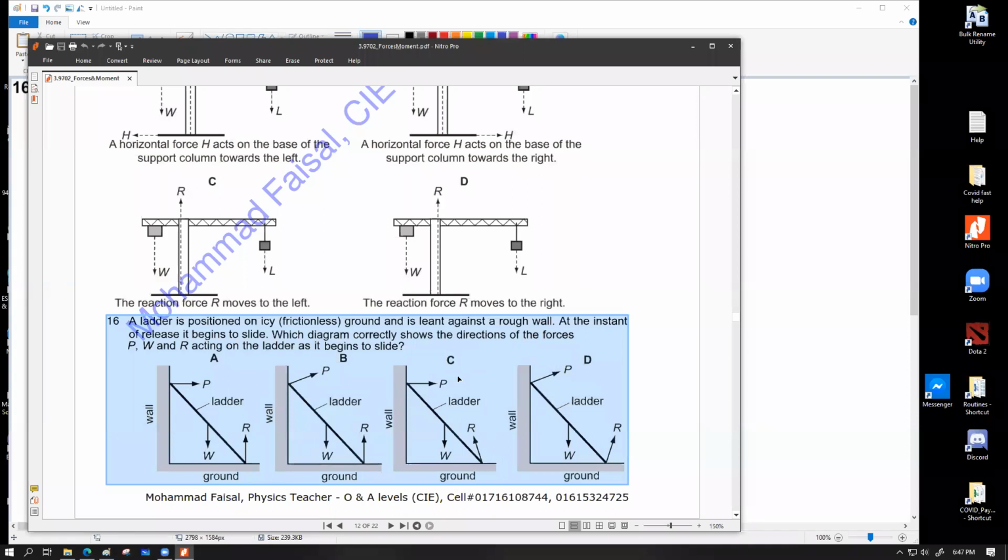Sir, zero resultant torque, what should I say that means? Pure turning effect. Zero resultant torque means equilibrium of moments, like zero resultant force means equilibrium of forces.